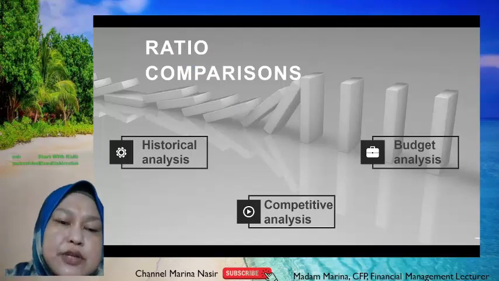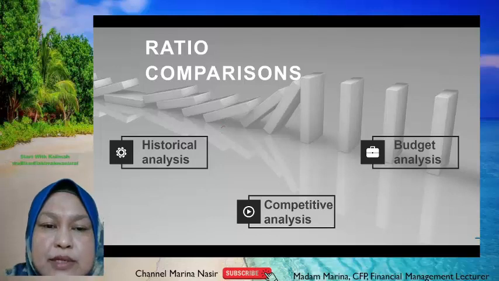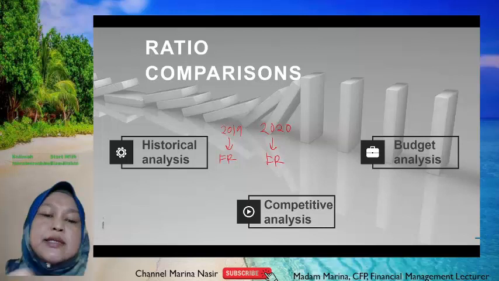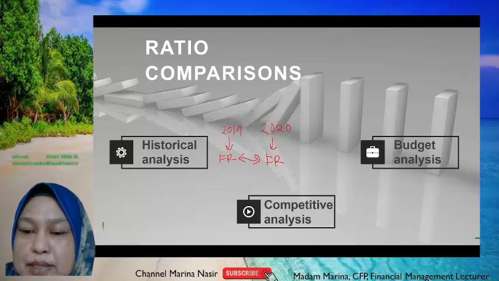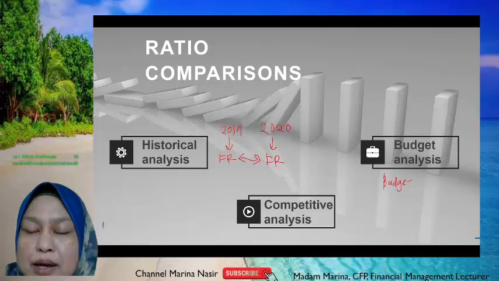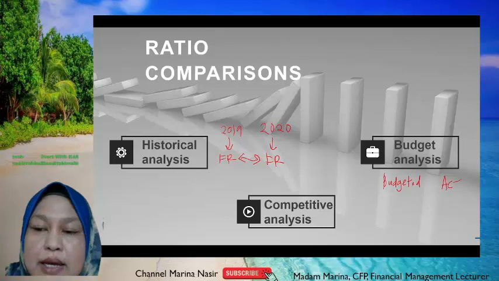What is historical analysis? For example, we have the financial statement for 2019 and the financial statement for 2020. We calculate the financial ratio for 2019 and also for 2020, and then we compare the ratios calculated. This is what we call historical analysis. For budget analysis, we compare the budgeted amount, what we targeted, with the actual amount. So this is budget analysis.